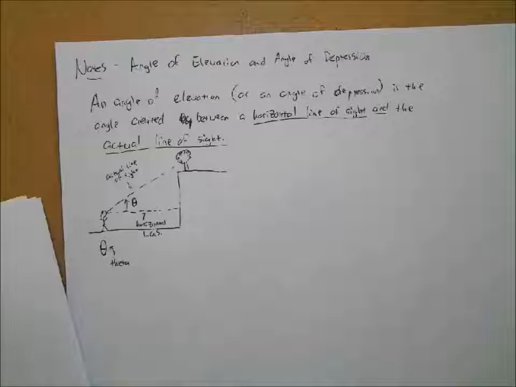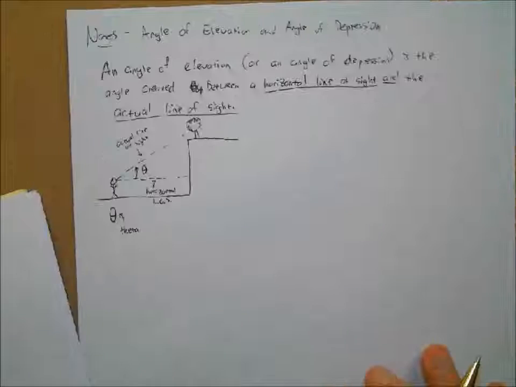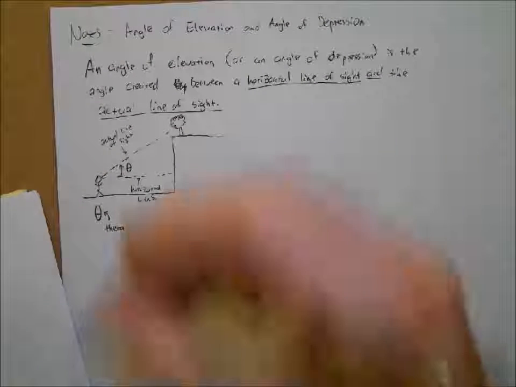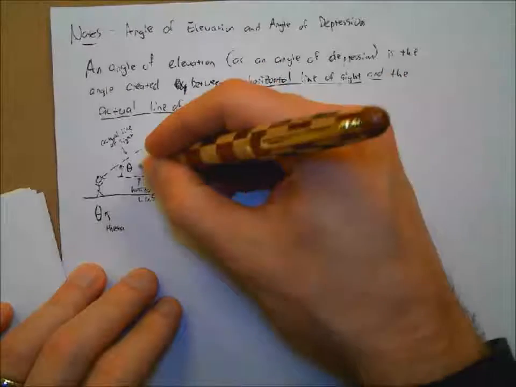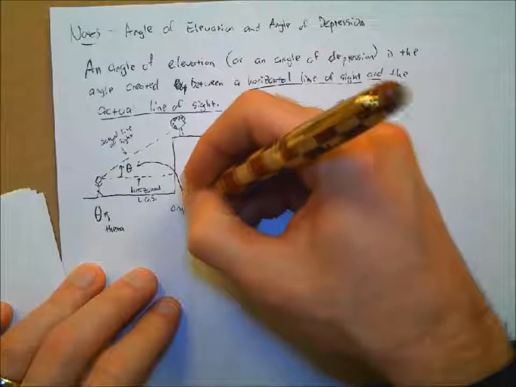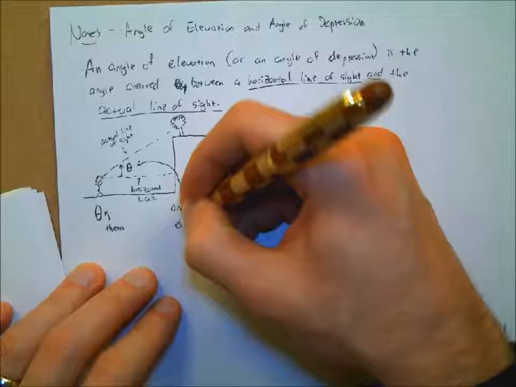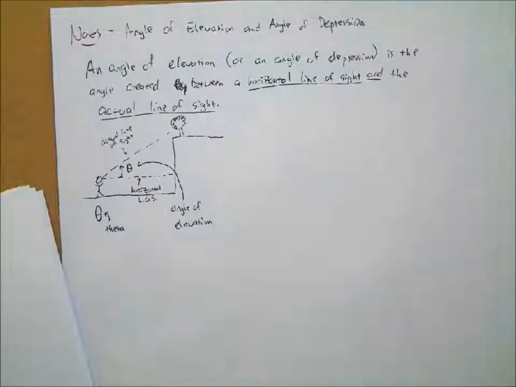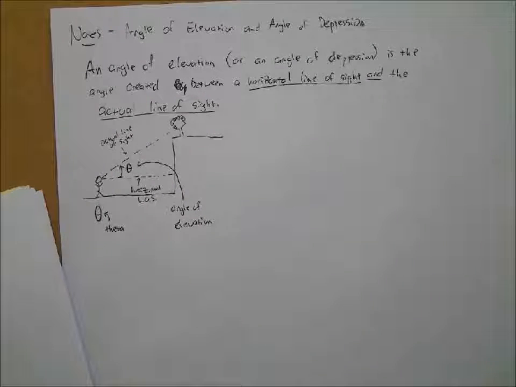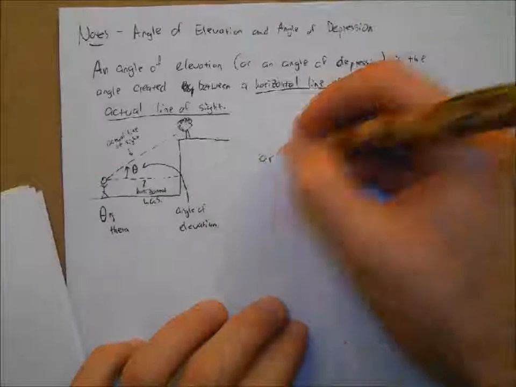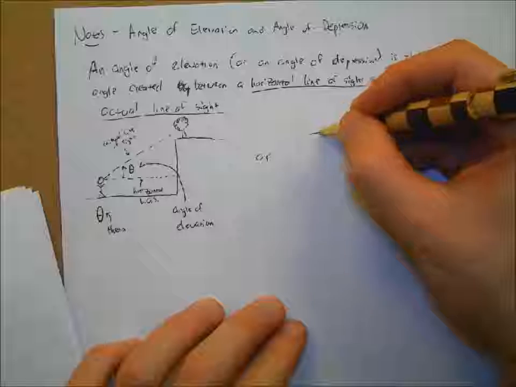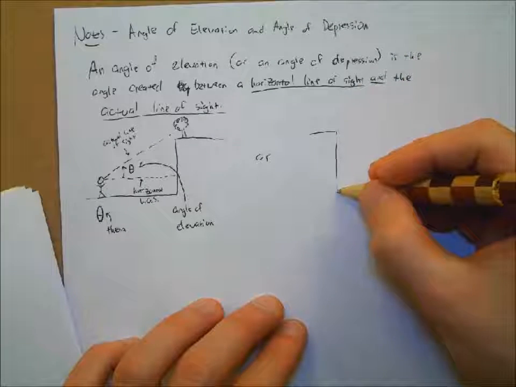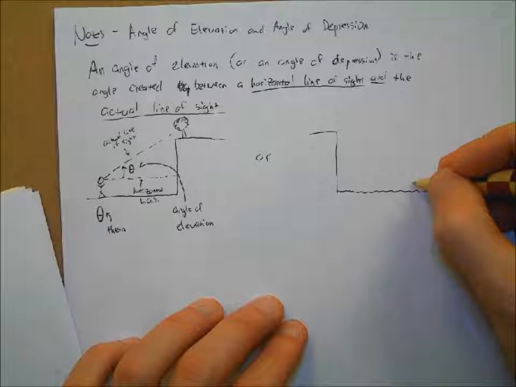That's the Greek letter theta, and it's a typical letter used to describe an angle. In this particular problem, it's the angle of elevation. Compare that to someone maybe standing on a cliff, and they're looking at a boat maybe in the water.